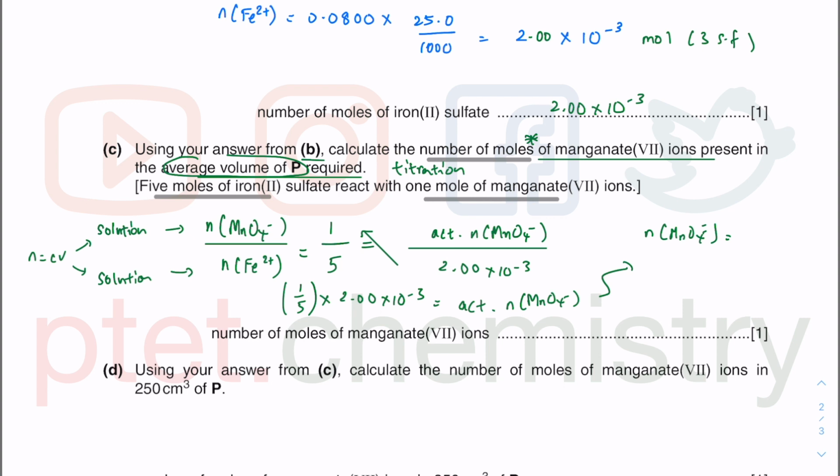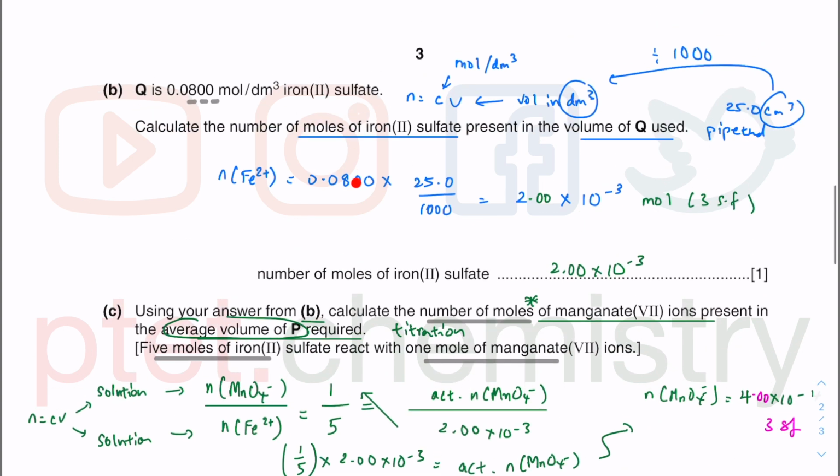So 2.00 times 10 to the minus 3. Make sure you know how to key that into your calculator. And I get 4 times 10 to the minus 4. Again, the calculator does not think on behalf of you. You need to think on behalf of the calculator. Give 3 significant figures, the appropriate number of significant figures based on the data.